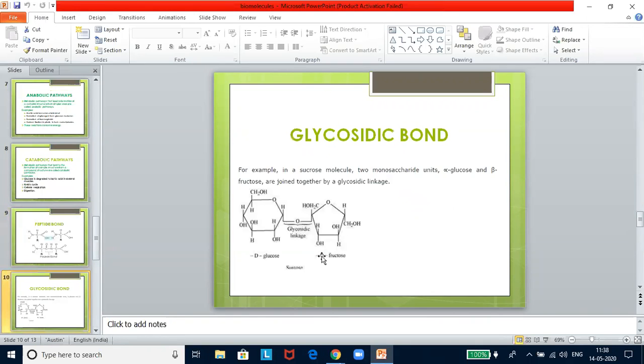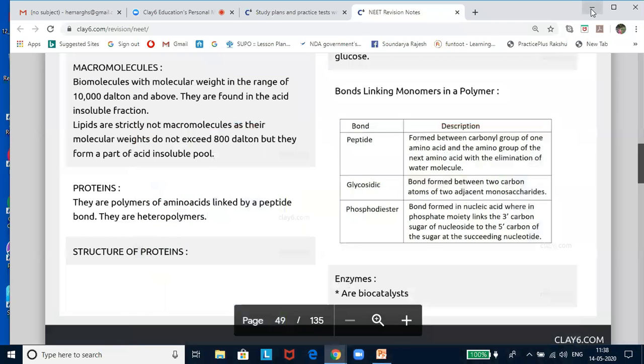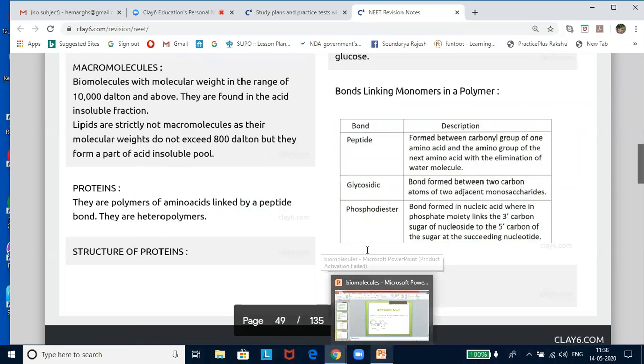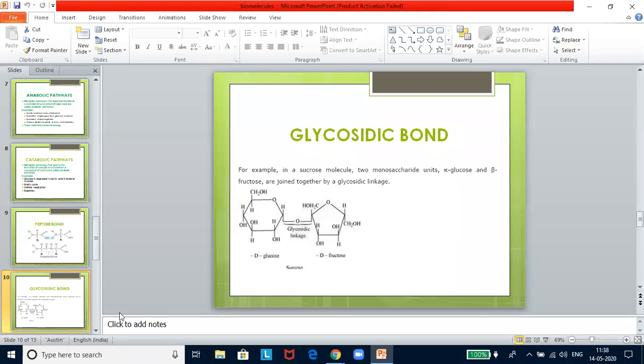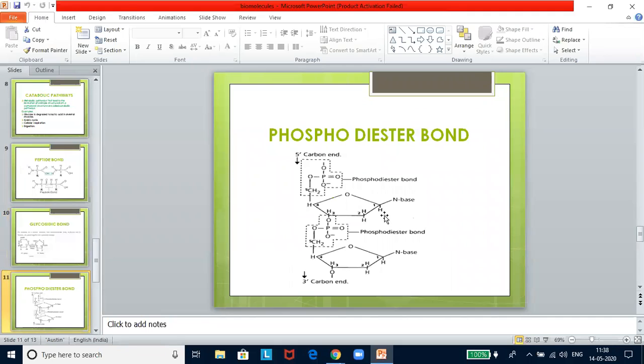Now this is the glycosidic bond. Now what is a glycosidic bond? It is a bond formed between two carbon atoms of two adjacent monosaccharides, and a phosphodiester bond is a bond formed in nucleic acid, wherein the phosphate moiety links the 3' carbon of the sugar of a nucleoside to the 5' carbon of the sugar at the succeeding nucleotide. So here you are finding this as the glycosidic bond, and this is a phosphodiester bond.